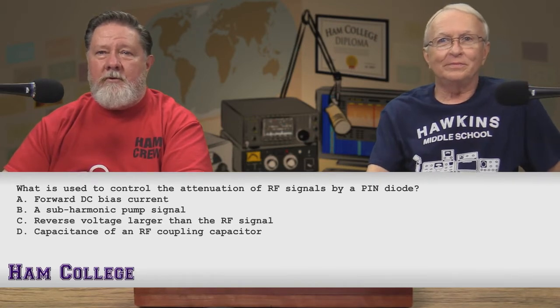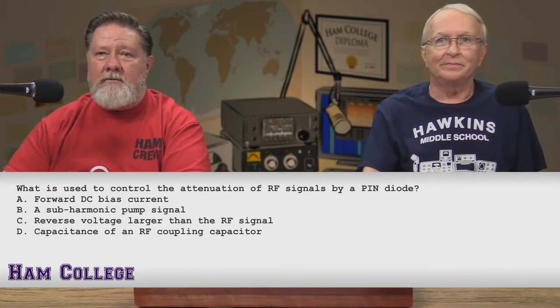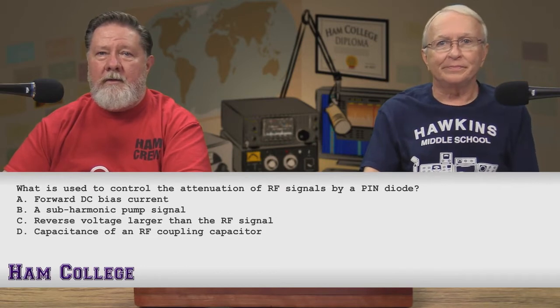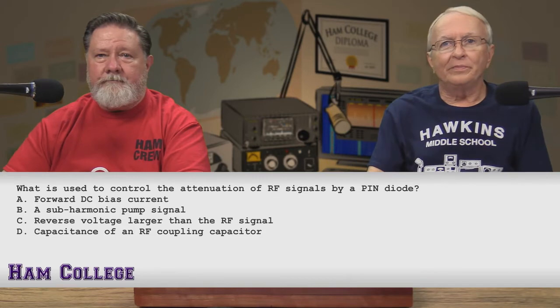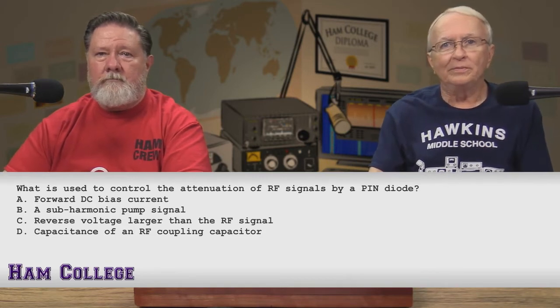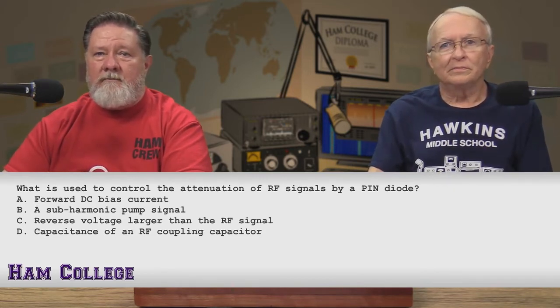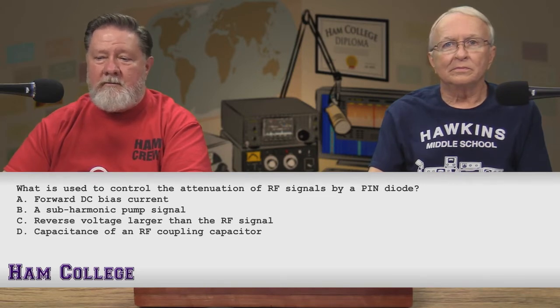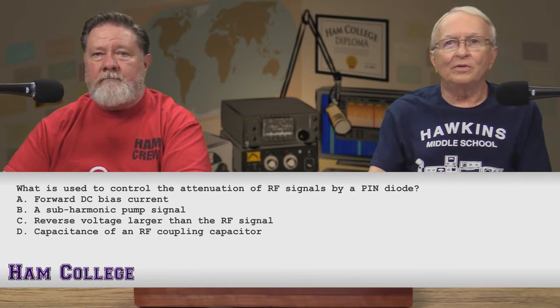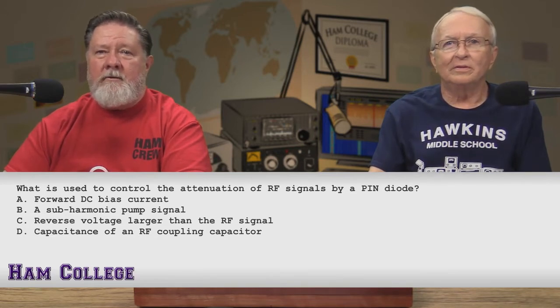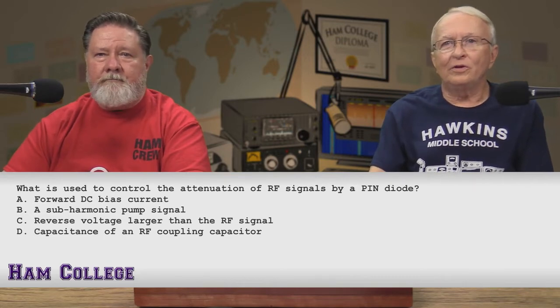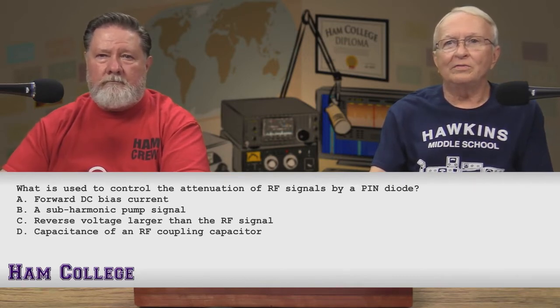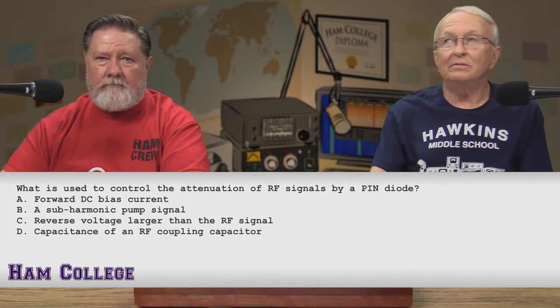What is used to control the attenuation of RF signals by a PIN diode? A, forward DC bias current. B, a subharmonic pump signal. C, reverse voltage larger than the RF signal. Or D, capacitance of an RF coupled capacitor. I'm glad you got this one. What is used to control the attenuation of RF signals by a PIN diode?